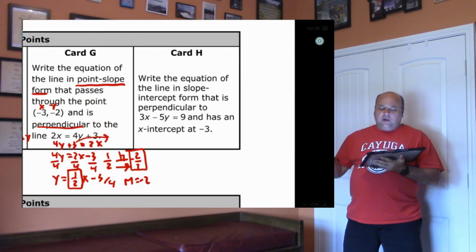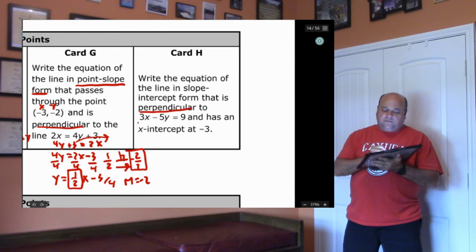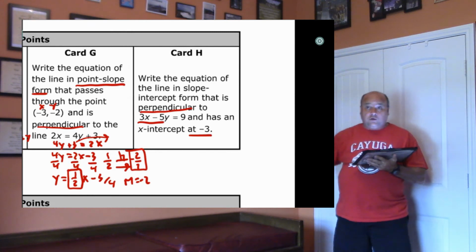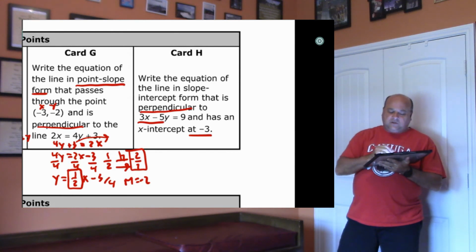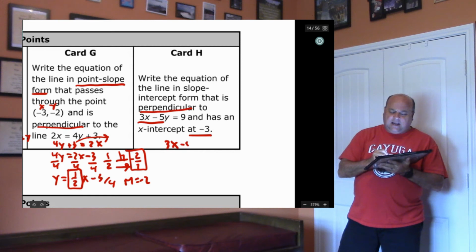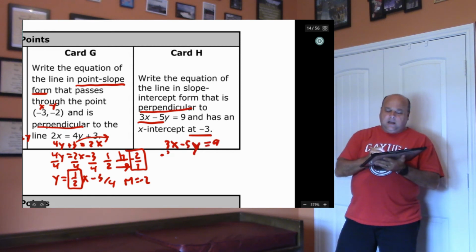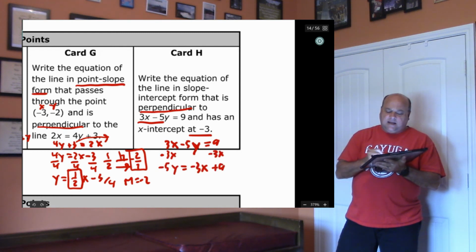Okay? Write the equation of the line in slope-intercept form that is perpendicular to this line, and the x-intercept's at -3. So we need to know some stuff about this. So let's write this down and get the slope. So this is in standard form, isn't it? I'm going to move the 3x over. So -5y equals -3x plus 9. Then divide by -5. This right here is my slope, which will be 3 over 5.